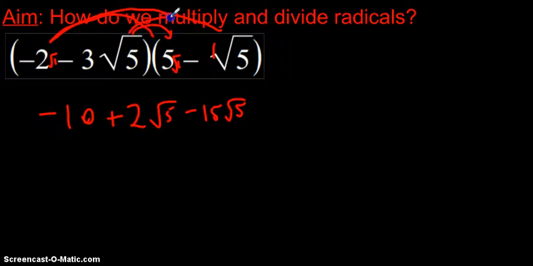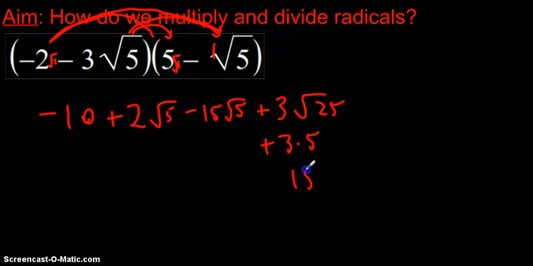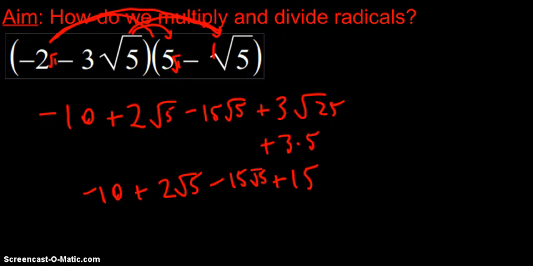Now we can multiply negative 3 radical 5 by radical 5, and we'll get positive 3 radical 25. And that can be simplified to just 5, which will be simplified to just 15. Alright, so it's negative 10 plus 2 radical 5 minus 15 radical 5. And now we can combine like terms.